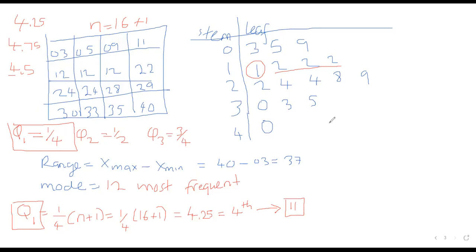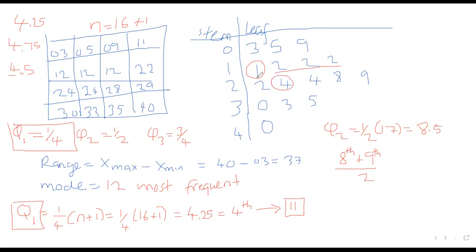So Q2 is also called the median. So half of n plus 1. So n plus 1 is 17. Half of 17, 8.5. Can somebody tell me, now that we found 8.5, which numbers are we going to look for? The eighth number plus the ninth number, divided by what? By 2. So let's count. 1, 2, 3, 4, 5, 6, 7, 8, and 9.